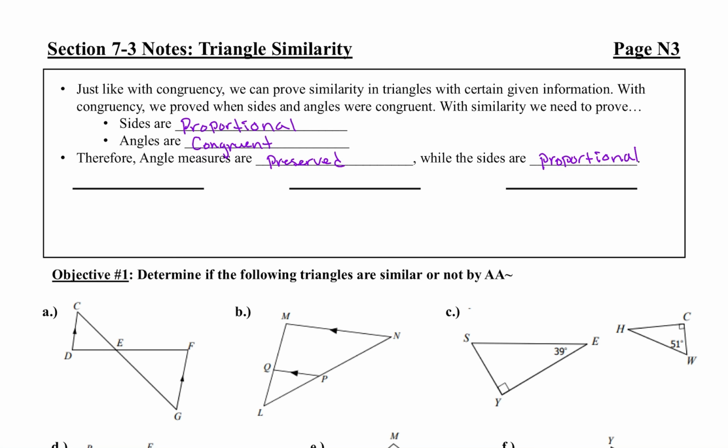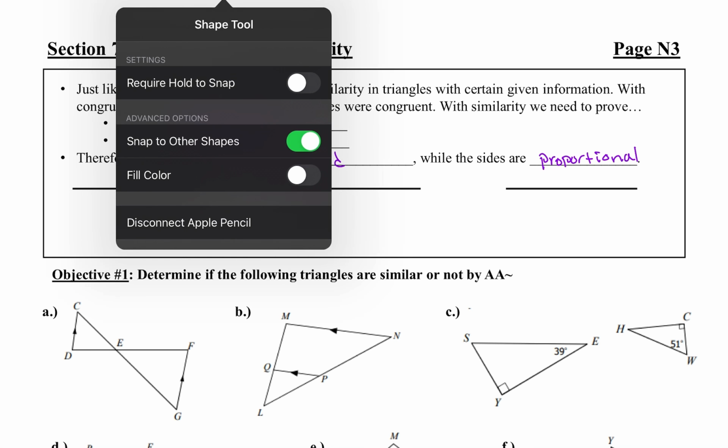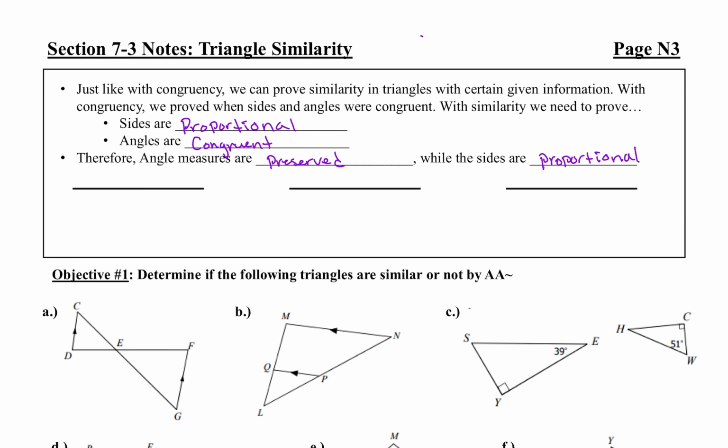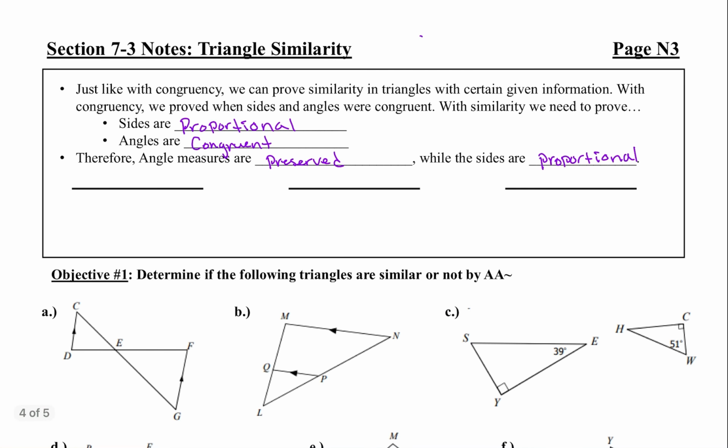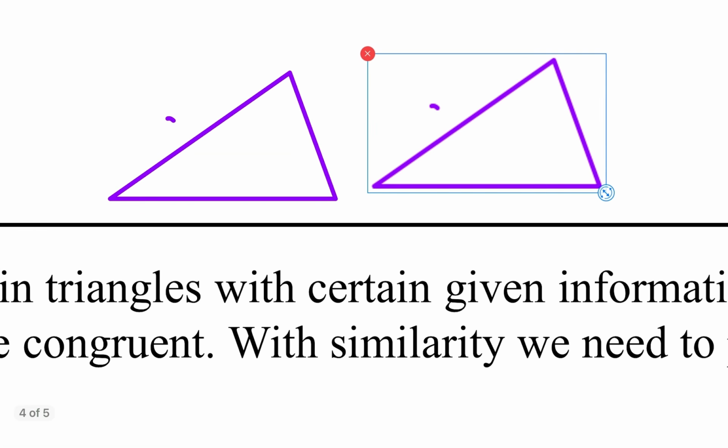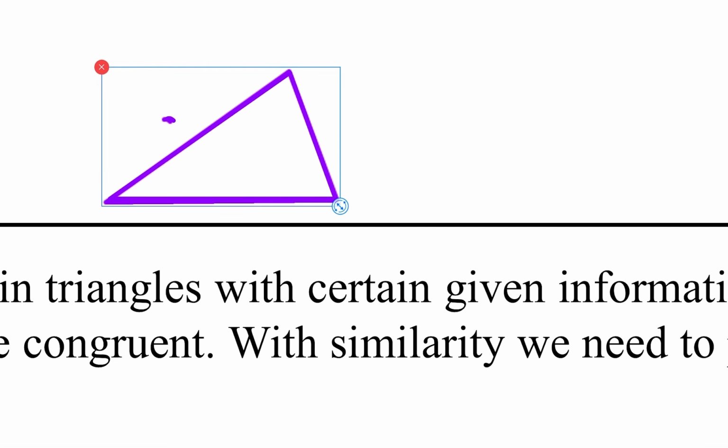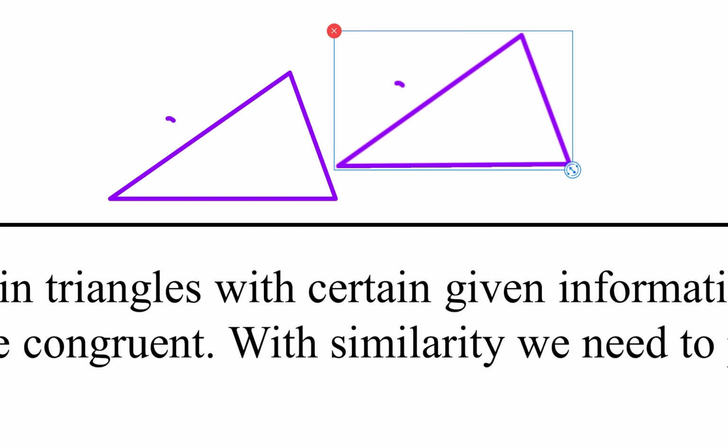So if I were to come over here and draw a figure, I'll just do it this way. All right, so you can see I've got these two triangles right here. Let me go ahead and zoom in. If I put this one on top of this one, it is exactly the same triangle. There is nothing different about them. They're identical to each other.